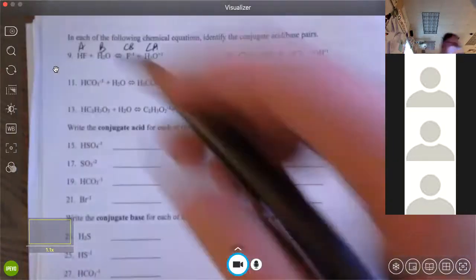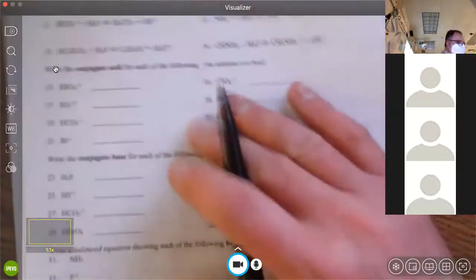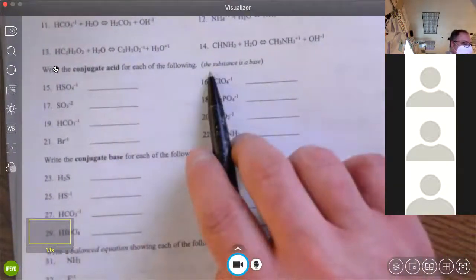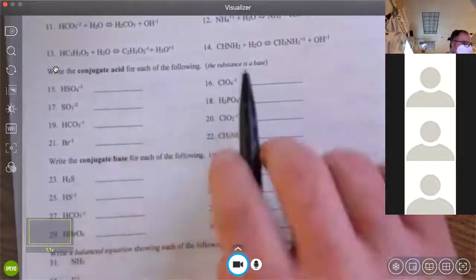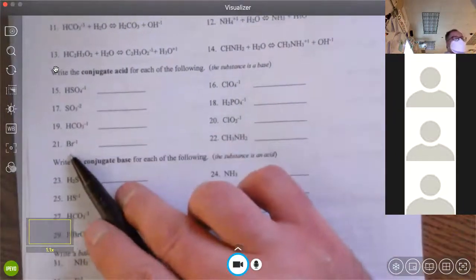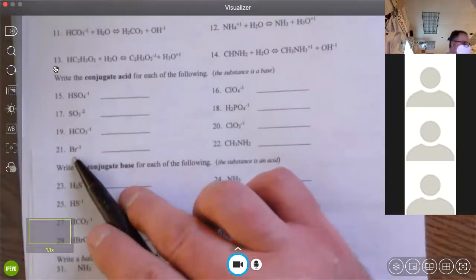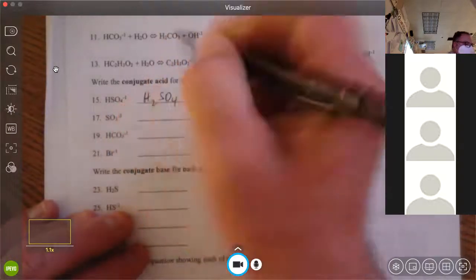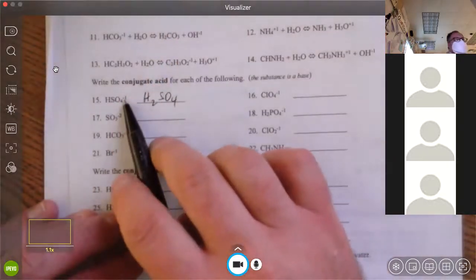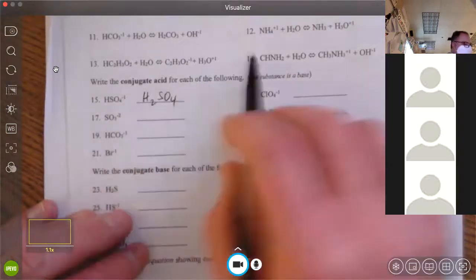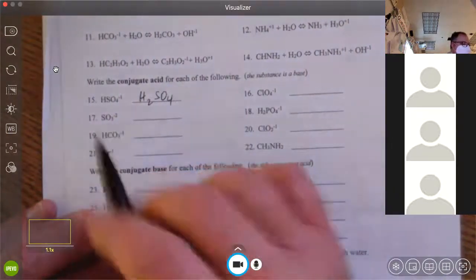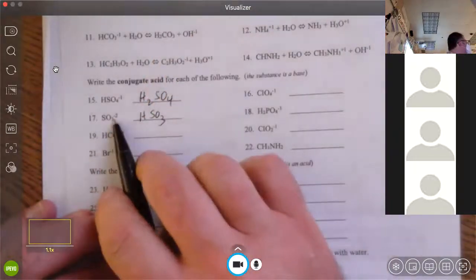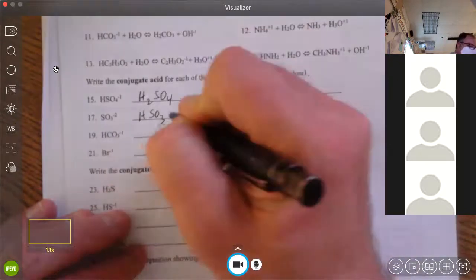So you should do that exercise. 15 to 22, write the conjugate acid. These substances are bases. So they're going to gain an H and gain a +1 charge. If we gain an H, HSO4 becomes H2SO4, and we get a +1 charge. +1 will take a -1 and cancel it out. SO3, well, we gain an H, so it becomes HSO3, and we get a +1 charge as well. So -2 becomes -1.